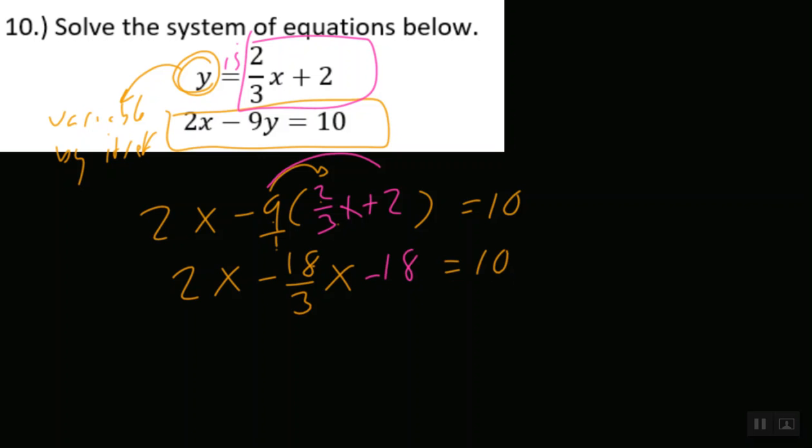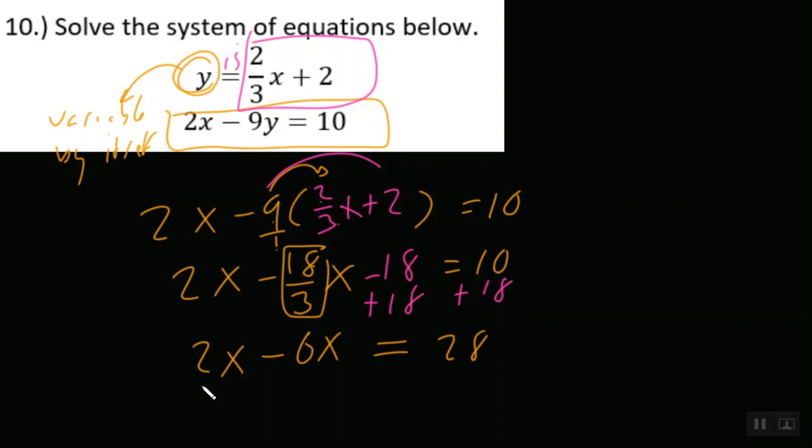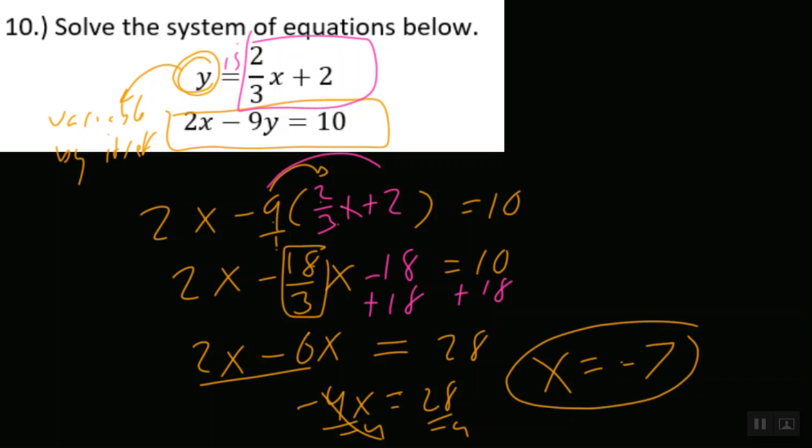Well, from here, let's do two things. Thing number one, let's say 2x minus 18 divided by 3 is 6x. And here, to get rid of this minus 18, we can add 18 to both sides. And we'll get this. 10 plus 18 is 28. Well, 2x minus 6x is negative 4x is equal to 28. We can divide both sides by negative 4. We'll say x is equal to negative 7.